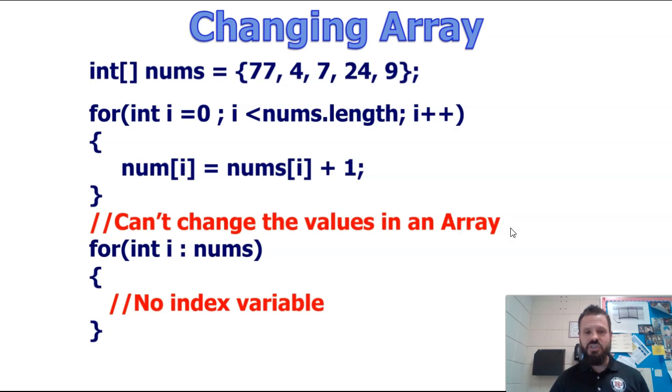Again, I can't change the values of the array because I have no index variable. I have no way to actually access the spot things are at. This i, this temporary kind of variable that takes on the different values in nums, doesn't come along with an index, so I'm not actually able to say where I want to make any changes.